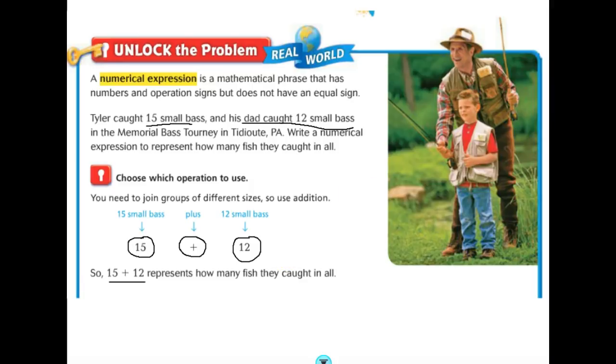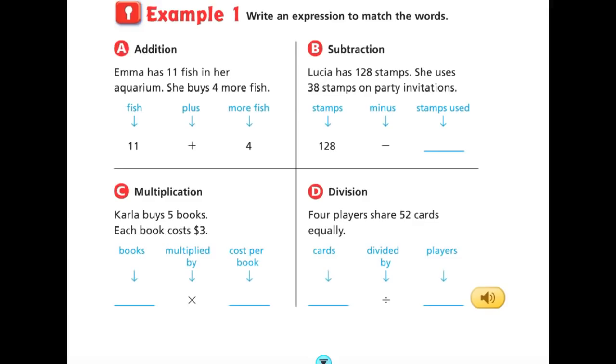All right, let's go ahead on down to the bottom of page 43. On the bottom of page 43, you'll see that we're not always going to use addition to show numerical expressions. Sometimes we're going to use subtraction, multiplication, and division. So first of all, we see another addition problem right here. Emma has 11 fish in her aquarium. She buys 4 more fish. So again, we're going to be using addition to show how many fish she has altogether. So our numerical expression would be 11 plus 4.